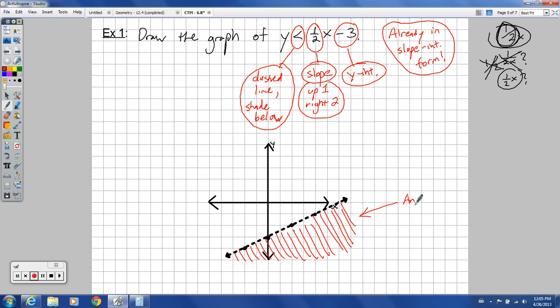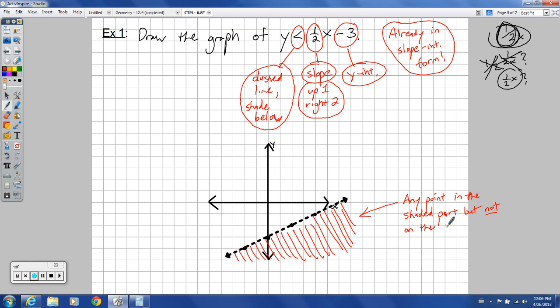Any point in the shaded part but not on the line. Why can't it be on the line? Well, it's a dashed line. It's not actually including the points on the line. It has to be strictly less than. That's another way to think of it. So it's everything lower than that but not actually on the line.